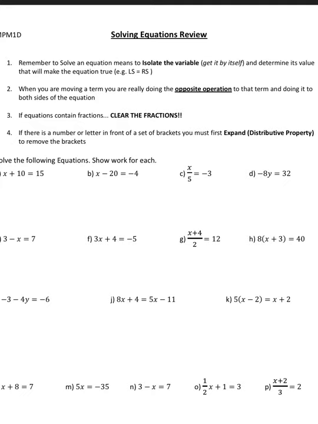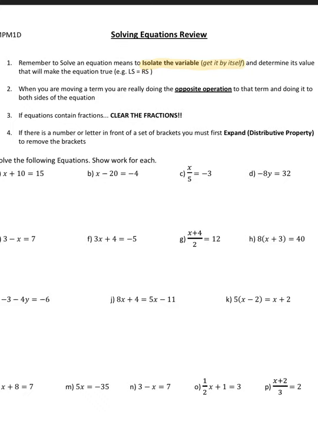So the very first step is that we need to remember that to solve an equation means that we are isolating a variable. So we're getting that variable by itself. And after we get that variable by itself, we're going to figure out how to find its value. In order to find its value, we want to make sure that the equation is true, so that the left side equals the right side.